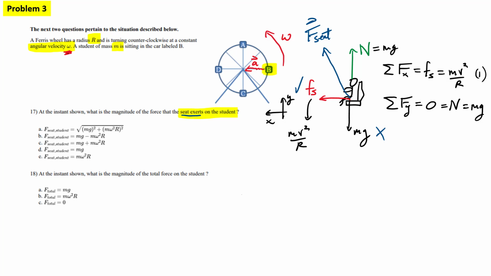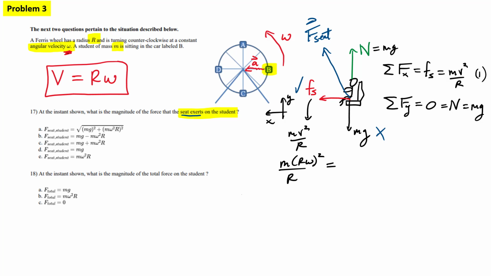There is one other variable we need to introduce here, because some of these choices involve omega. One important thing to remember is, how is the angular speed related to the linear or tangential speed v? We have the relationship v equals r omega. You can't forget that. That means the centripetal force can be written as m over r, and instead of writing v, I can write r omega and square that term. So this whole term becomes m omega squared times r.